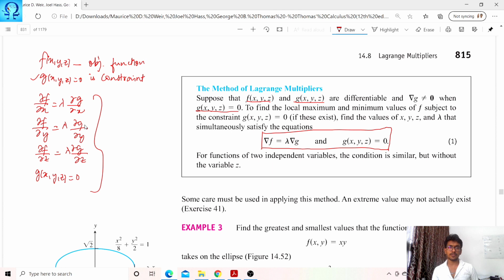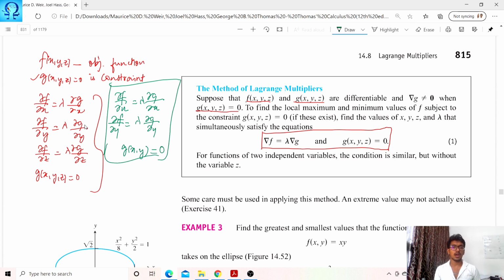If that is the case, of course we have to find all these possible values, but to complete this problem the values of x, y, z are required. The same ideology can be extended for any number of variables. If you have to talk about the two-variable case, then you will have only del f upon del x is lambda times del g upon del x, and del f upon del y is lambda times del g upon del y, and your constraint equation will contain only two variables and is equated to 0. Using this you are going to find the values of x and y and lambda, to optimize this function with respect to the constraint g of xy is 0.